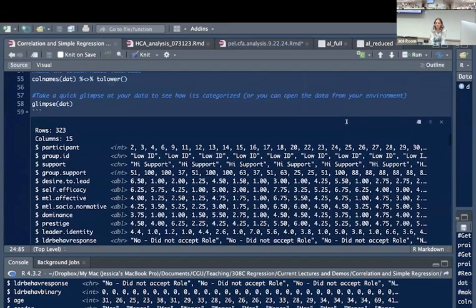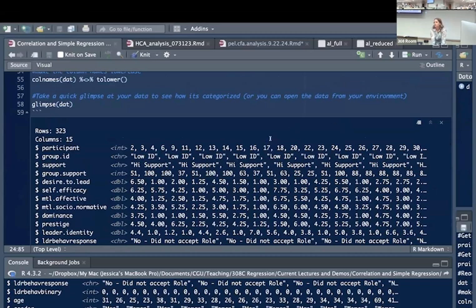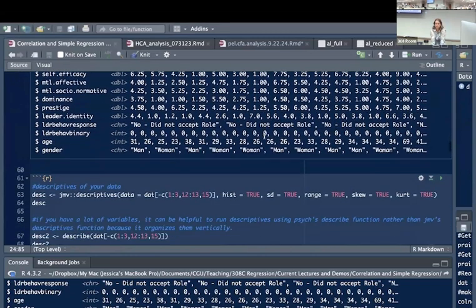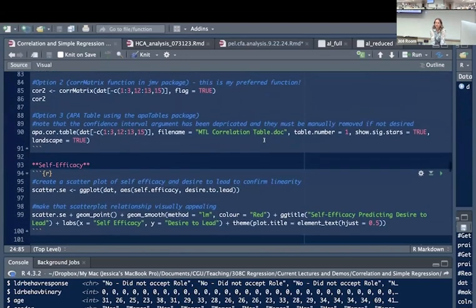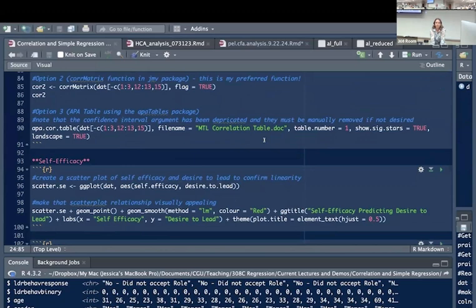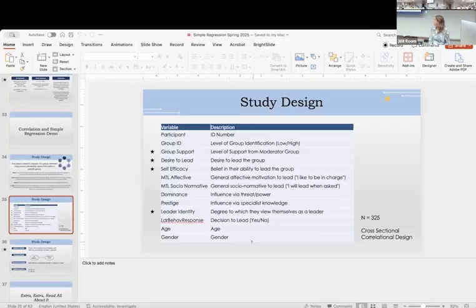So same data. This is the study on what leads people to want to lead in Reddit groups. Last time we looked at the correlation between self-efficacy and desire to lead. Now we're just going to run that as a simple regression instead of a correlation. So instead of a double arrow, we're going to look at desire to lead, but we're going to look at self-efficacy, leader identity, and group support.